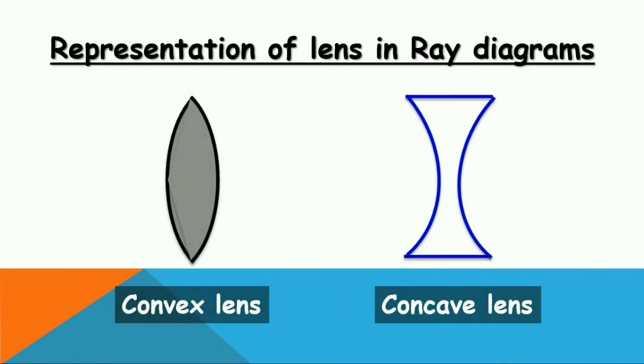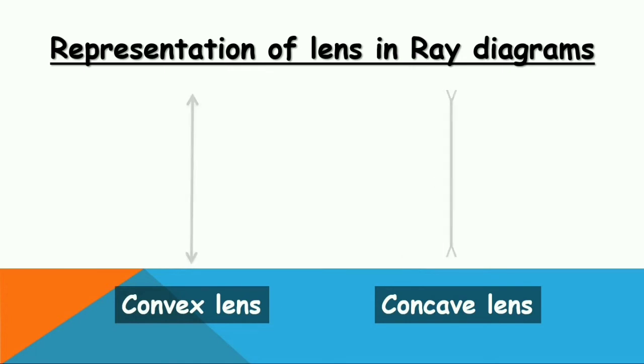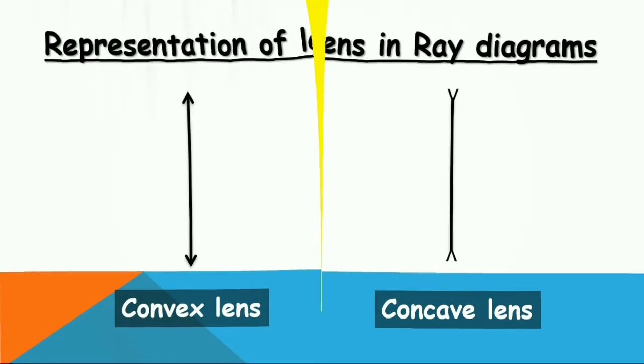Representation of lens in ray diagrams. We know the shape of the convex lens and the shape of the concave lens, but it is difficult to draw them every time when we are drawing a ray diagram and labeling the points. So the convex lens and concave lens are represented by single lines like this. A double-headed arrow is used for the convex lens. A double-headed arrow with inverted arrows is used for the representation of the concave lens.